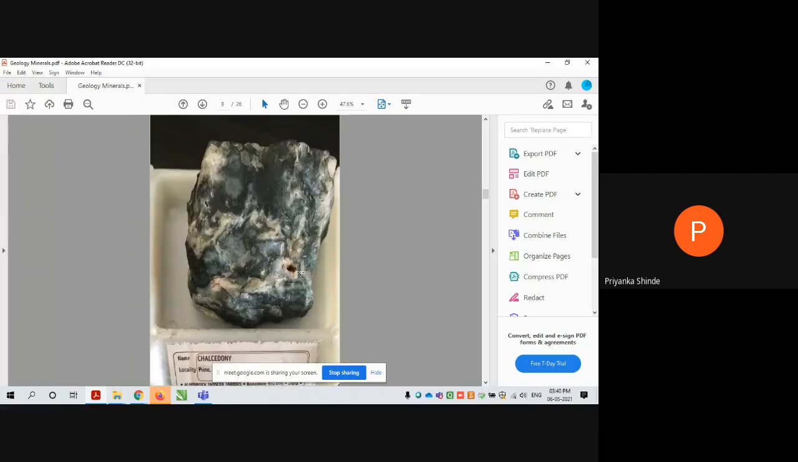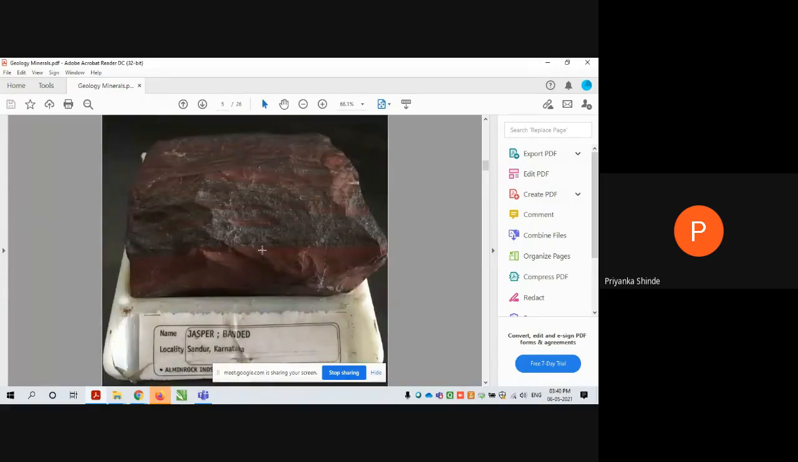This chalcedony is cryptocrystalline. Cryptocrystalline means there are crystals, but you cannot see them with the naked eye. You have to use a microscope. Under the microscope you can see the development of crystals. Such a form is called cryptocrystalline. Then the next property is chemical composition. All these quartz have the same composition, that is SiO2, silicon dioxide. So SiO2 is the composition of all these quartz group minerals.